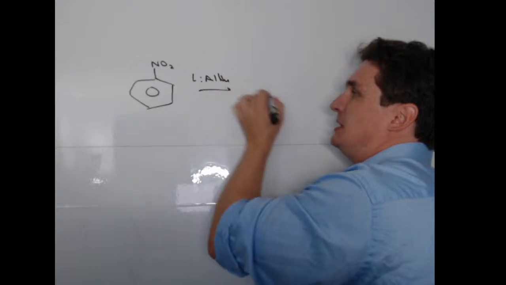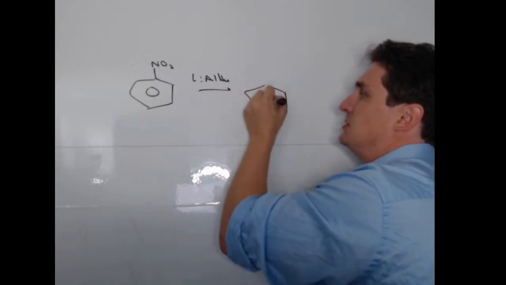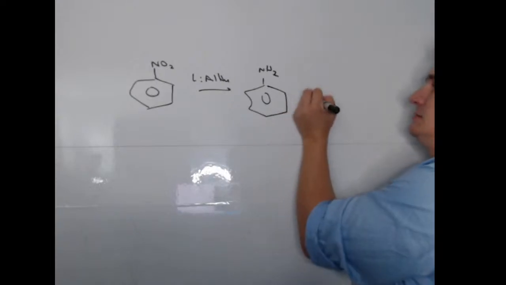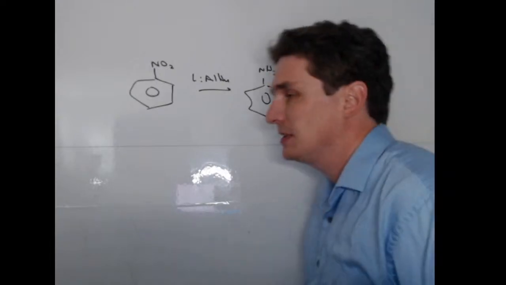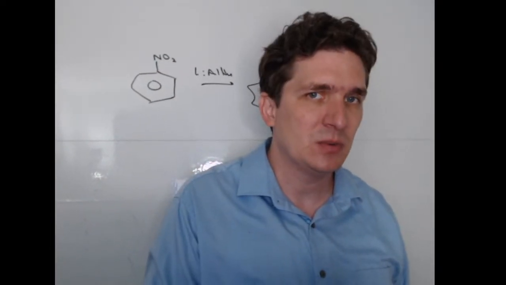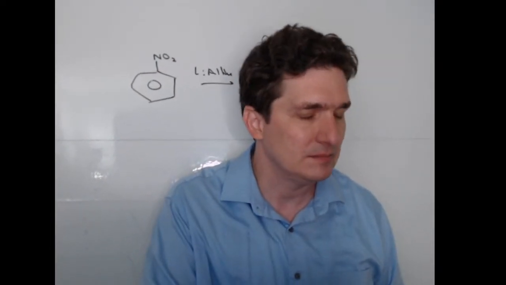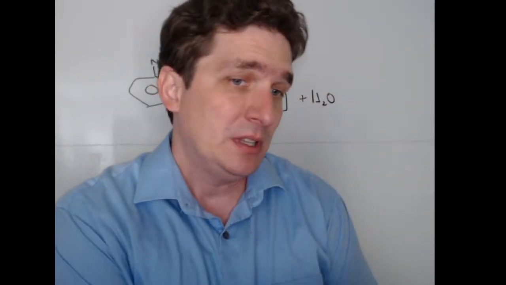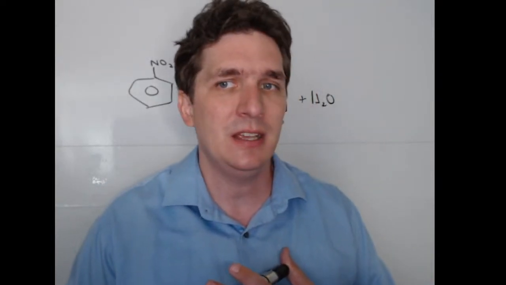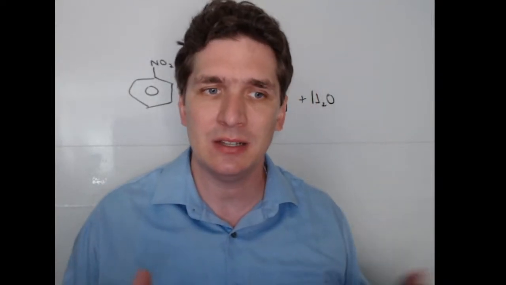LiAlH4 is a great reducing agent, and what it does is it converts your nitro group into an amino group, with a lot of water when it's all said and done. Again, there's kind of a mechanism here for this. I think it's one of those you'll lose the forest for the trees kind of mechanisms. It's just way too much detail. But overall, lithium aluminum hydride is fantastic for reducing pretty much everything except alkenes. It won't add hydrogens to alkenes.